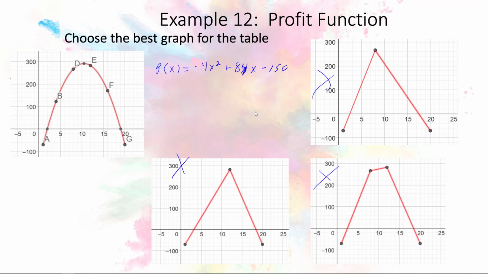Now, if you want to make sure that this is accurate, just remember when we produced 1, we got negative 70. When we produced 20, we got negative 70. When we produced 16, what did we get? We had 170. Well, there's 170 right there. When we produced 12, we had 282. So as you can see, this fits perfectly. So this, of course, is the graph.